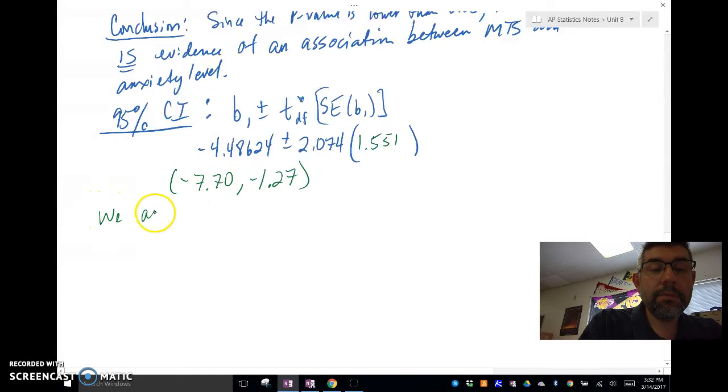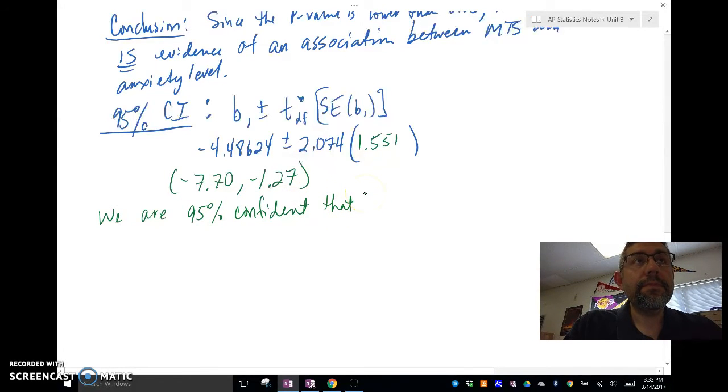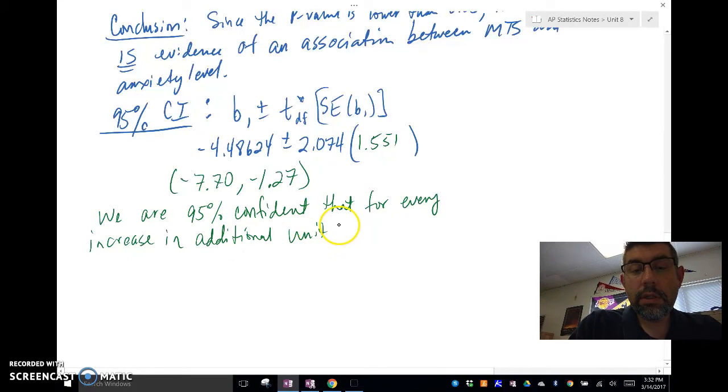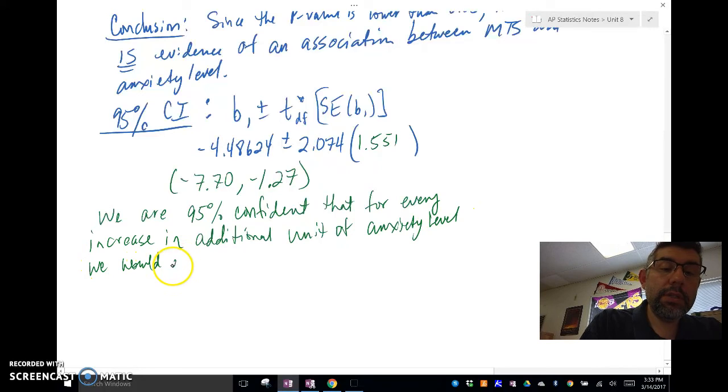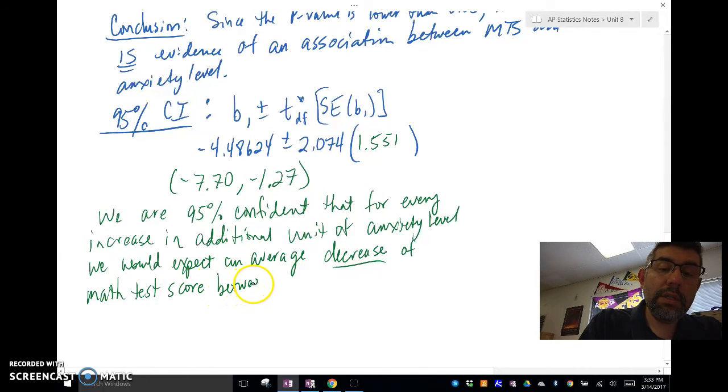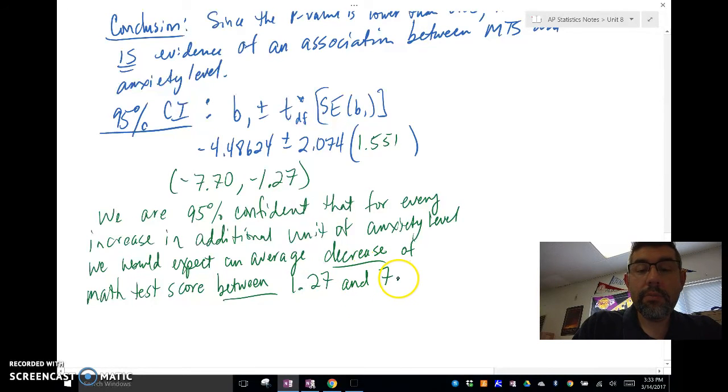So I want to interpret this. We are 95% confident that for every additional unit of anxiety level, we would expect an average decrease of math test score between 1.27 and 7.70 points.